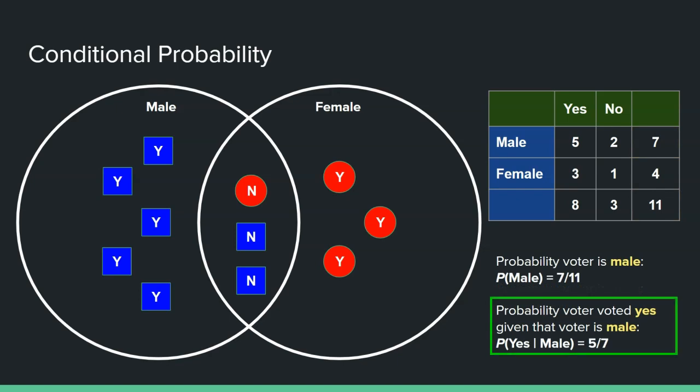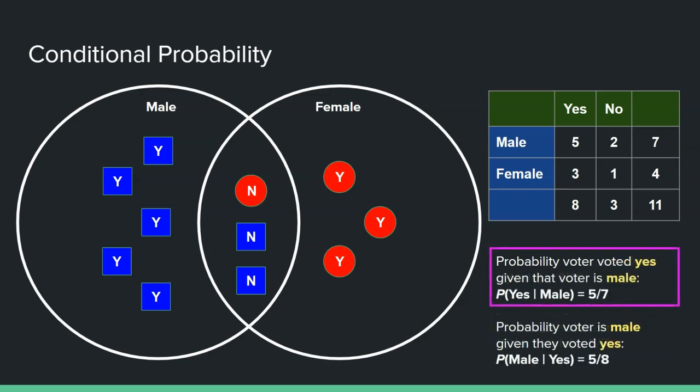What is the probability that a voter voted yes, given that the voter is male? This is conditional probability. It tries to find the probability given a condition. You can see that there is a little bar symbol between yes and male. This is like saying given. So this whole thing says the probability that the voter voted yes given that the voter was male. The answer is 5 over 7. There are 7 males, and given that, 5 of them voted yes. So the probability a voter voted yes given that the voter is male is 5 over 7.